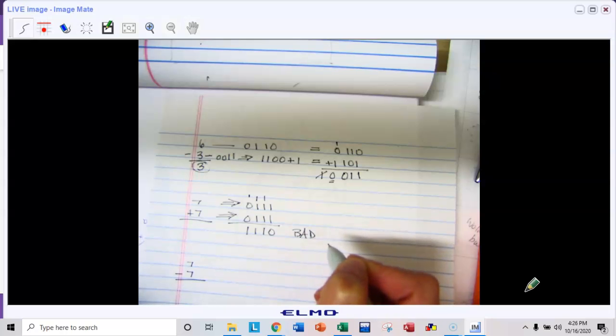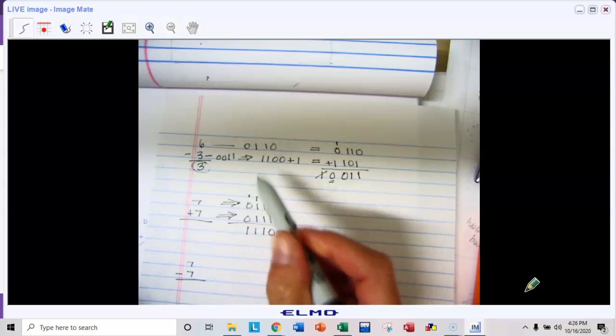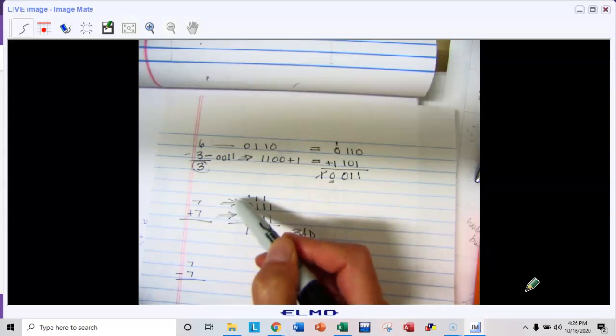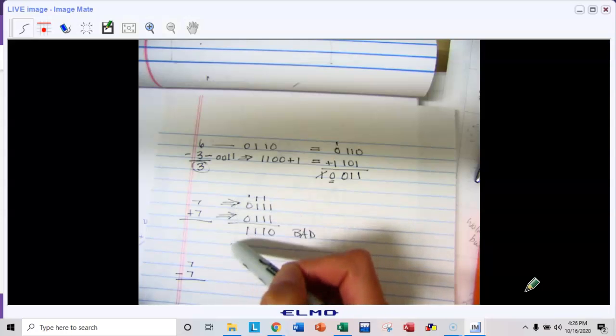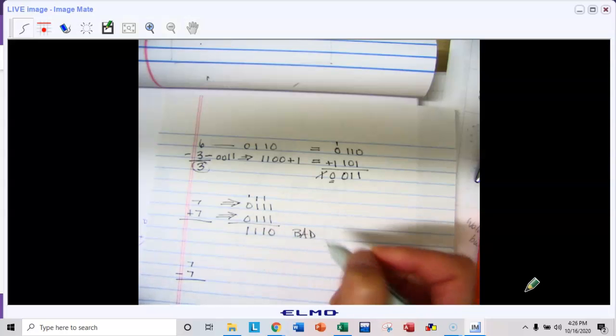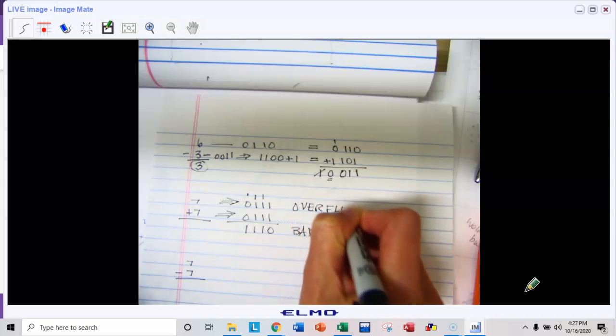The second way to determine that an overflow has occurred is that your carry in to this leftmost bit was a 1, but your carry out is a 0, right? You're not carrying anything out. So when your carry in to the leftmost bit and your carry out differ, that is an overflow. So this has caused an overflow.